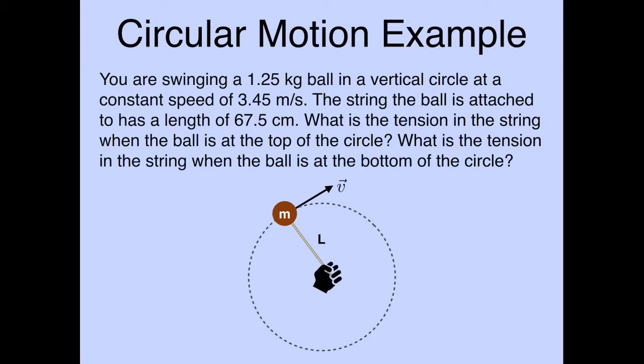So let's do an example so you can see how this plays out when we solve a problem. Let's say you're swinging a 1.25 kilogram ball in a vertical circle at a constant speed of 3.45 meters per second. The string that the ball is attached to has a length of 67.5 centimeters. What is the tension in the string when the ball is at the top of the circle? And then what is the tension in the string when the ball is at the bottom of the circle?